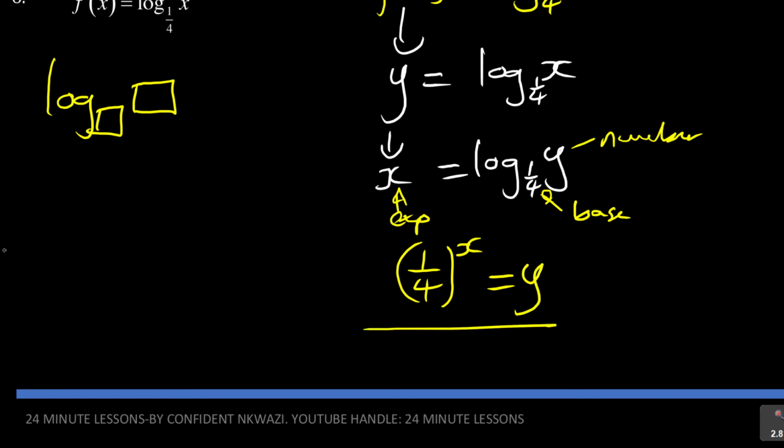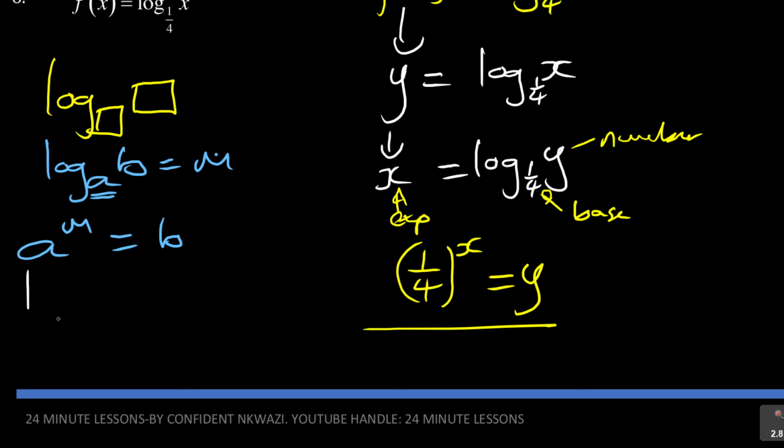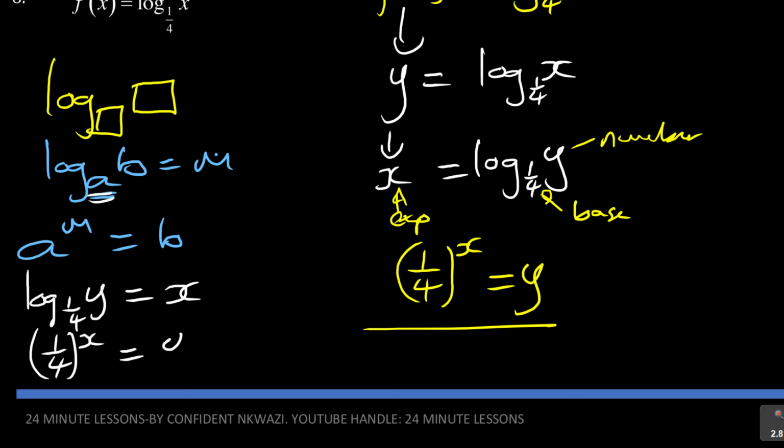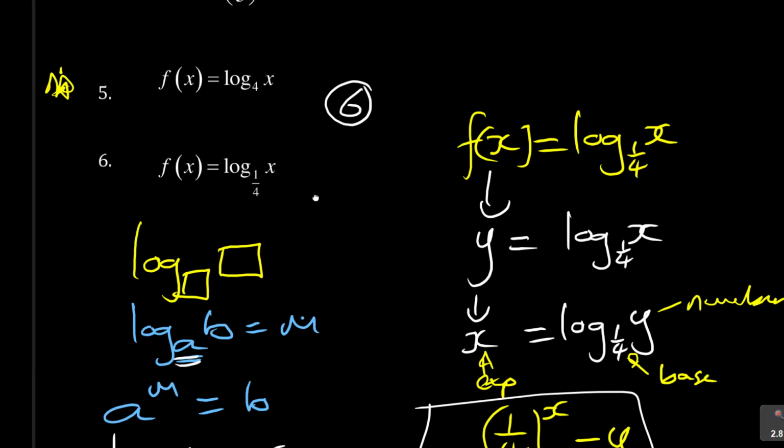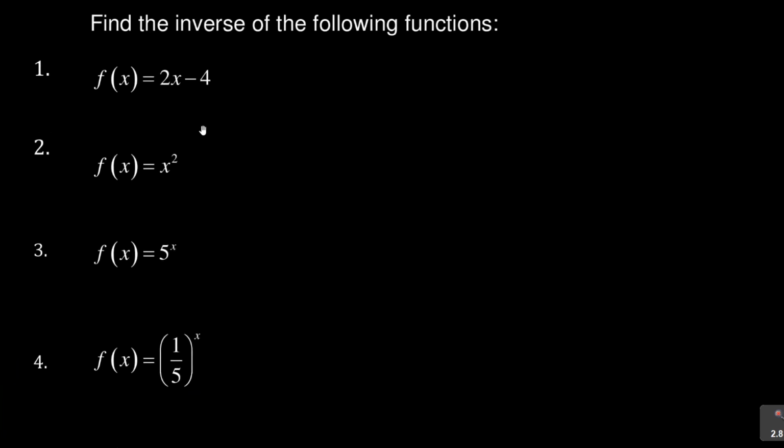Or I told you, you can use this law which says, if I say log in base a of b is equal to m, if you're given that, you take that a, that is an exponent m, is equal to b. So we can rewrite this and say, log base 1 over 4 of y is equal to x. So how do I write that? My a is my 1 over 4. Put a bracket please. My m is my x is equal to my y. These are different ways but still achieving the same thing. So guys, that's how you find the inverse of a function.